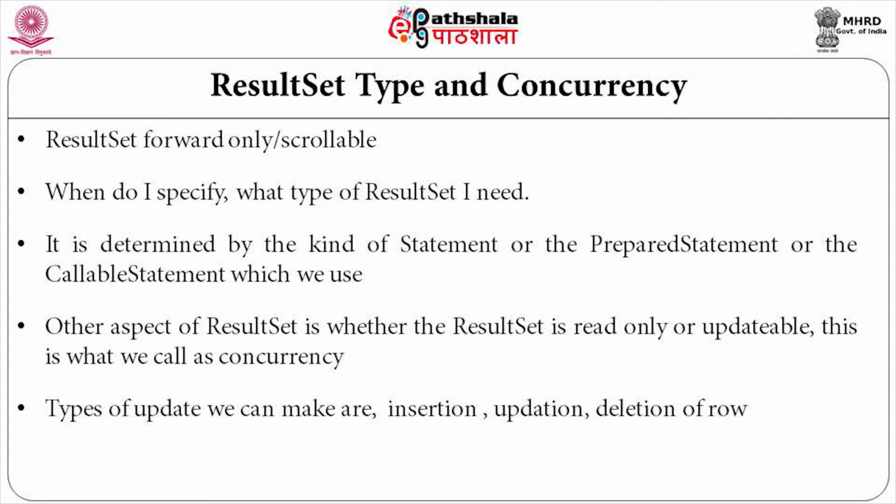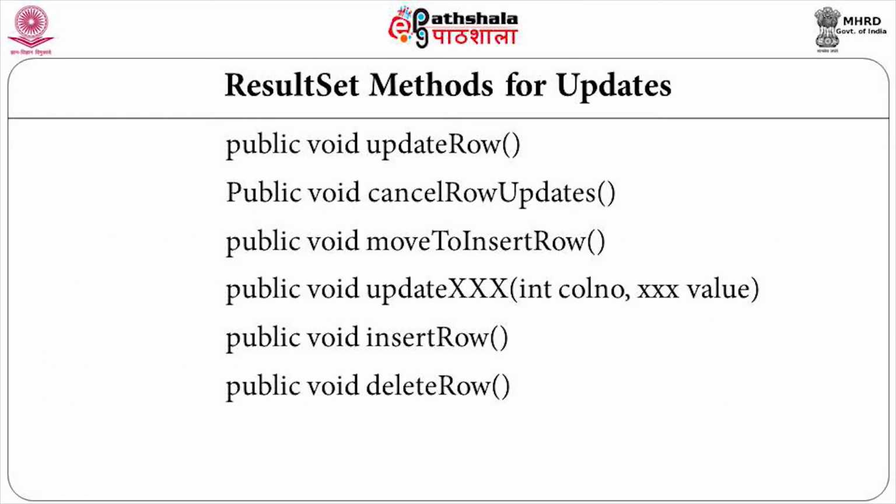These could again be used while creating the statement. So when you create a statement, you could be passing information related to result set type and result set concurrency. Now let's see, if a result set is updatable, how do we make updates in the result set? What types of updates can we make? We can do an insertion, or we might be interested in an update of a row, or we might be interested in deletion.